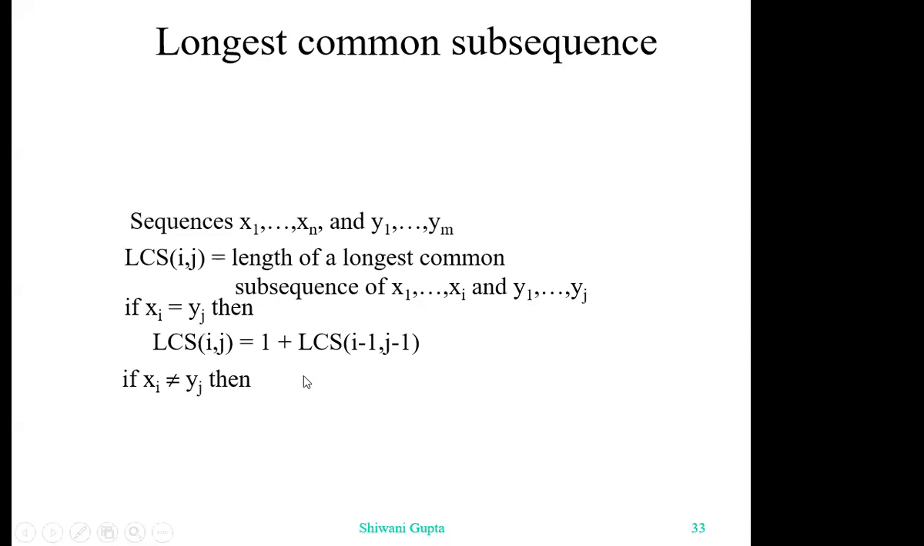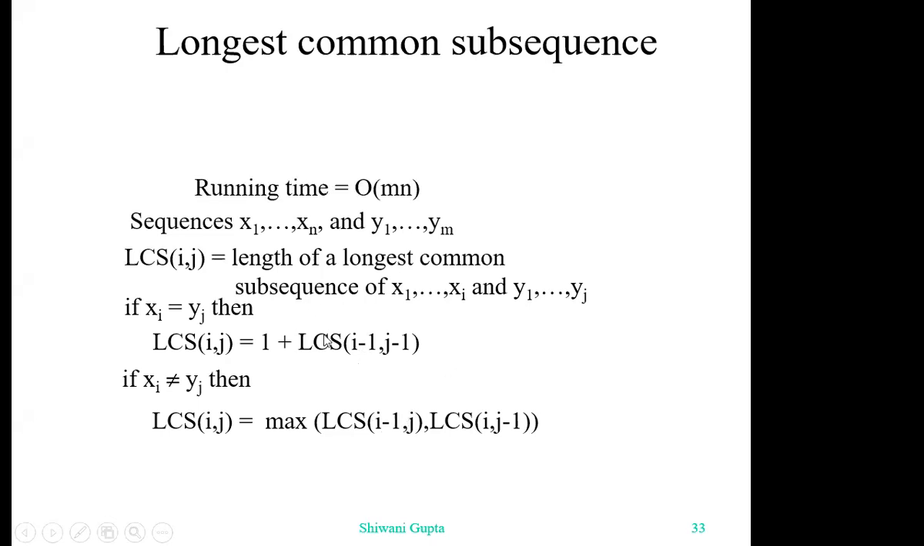If there is a mismatch, then what I need to do is not add; I take the previous row same cell and previous column same cell, previous column same row and previous row same column, whichever value is greater, I'll simply pick that. The maximum of (i minus 1, j), that is the previous column, same row, and (i, j minus 1), same row, previous column. This is same column, previous row, whichever is maximum.